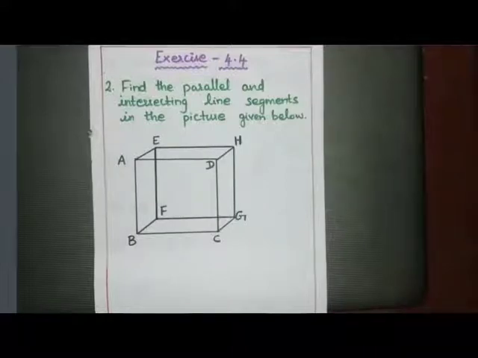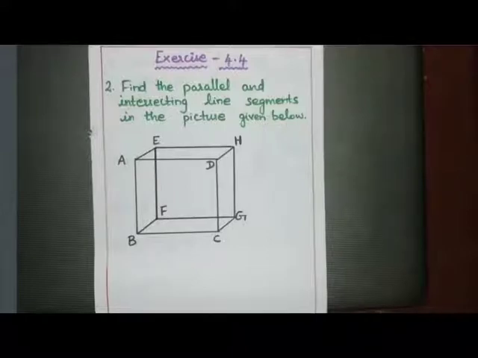Parallel lines mean a pair of lines that do not intersect. Intersecting lines mean two lines that intersect each other. That is, two lines that cross each other and meet at a point. So first let us write the parallel lines.